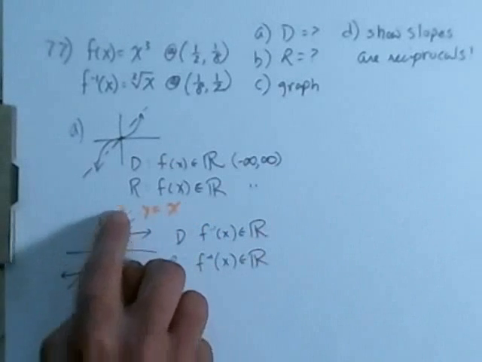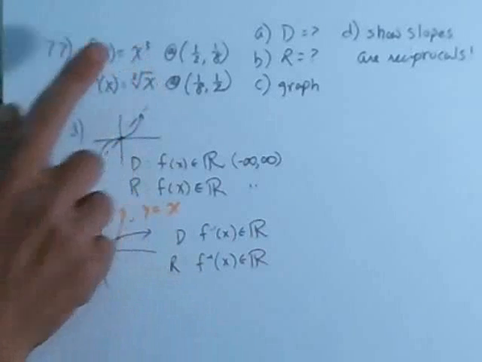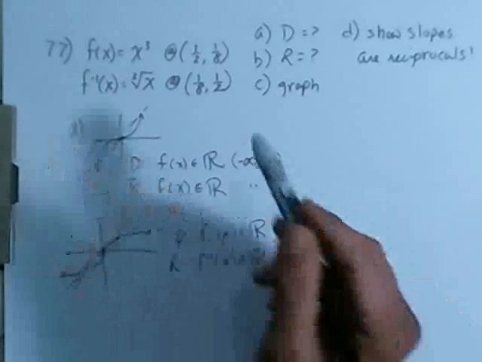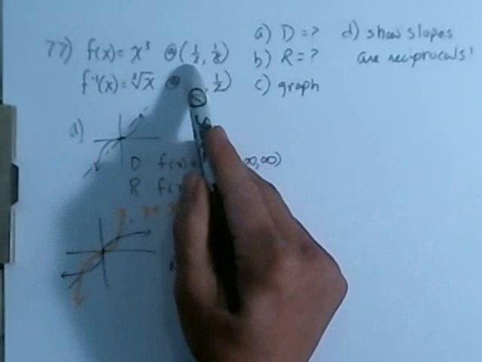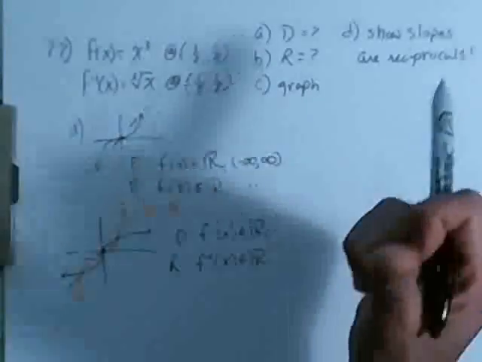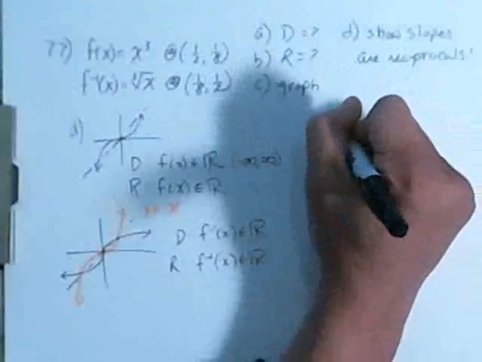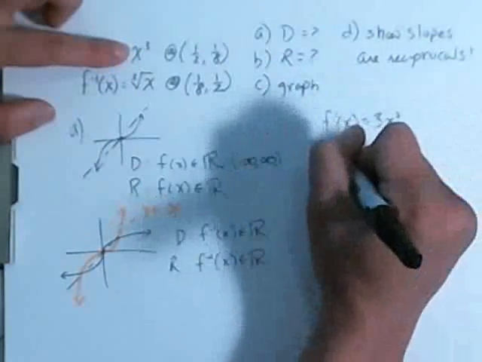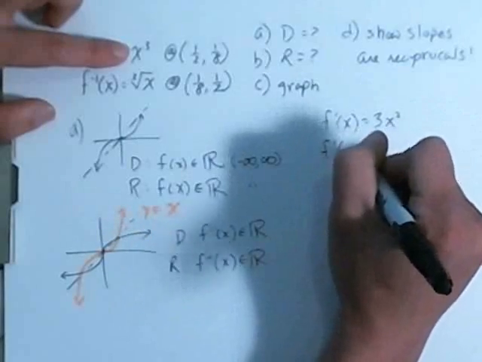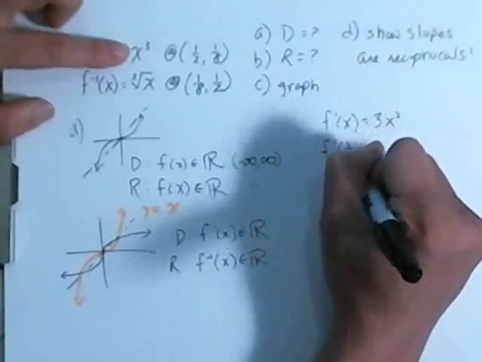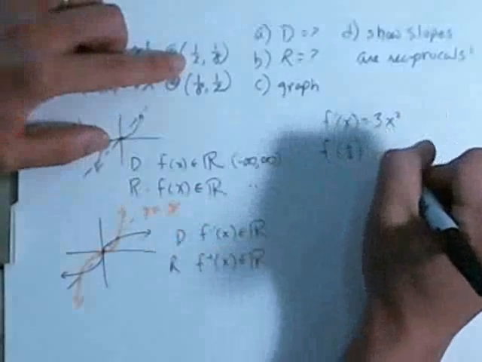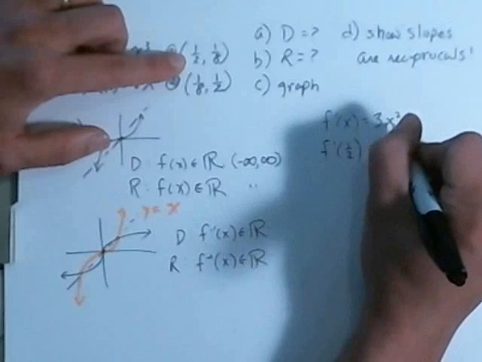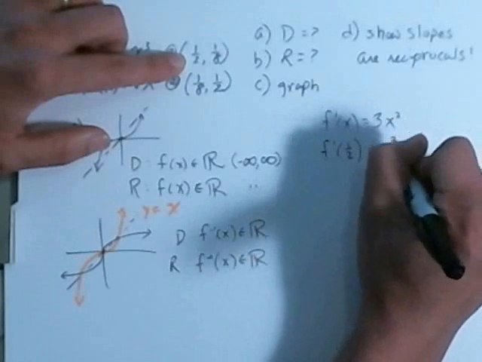So we know that these are inverse functions because they're inverse operations. Show the slopes are reciprocal, so we have to find the slope at x equals 1/2 and y equals 1/8. So f prime of x is 3x squared. The derivative at that point, x equals 1/2, turns out to be 1/2 squared, which is 1/4, times 3. It's going to be 3/4.